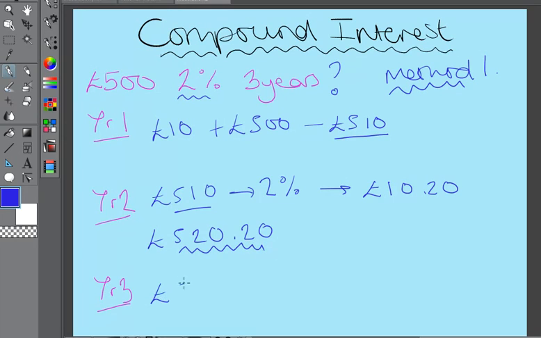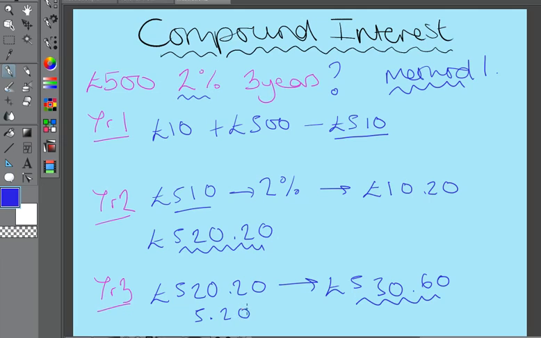And likewise, year three, we now start off with this amount. We're figuring out 2% of this, and we actually end up with £530.60. That's rounded to the nearest penny, by the way, because our 1% will give us 5.2020. 2% is going to be double that. So I've just added that on and then rounded it to the nearest penny.